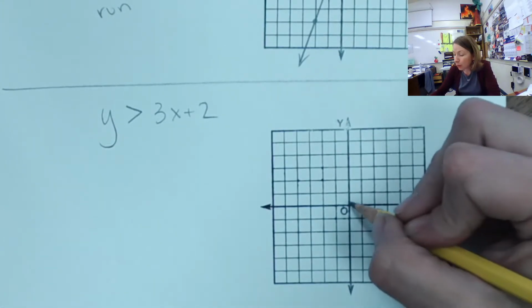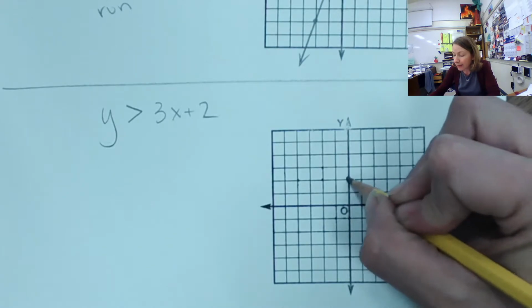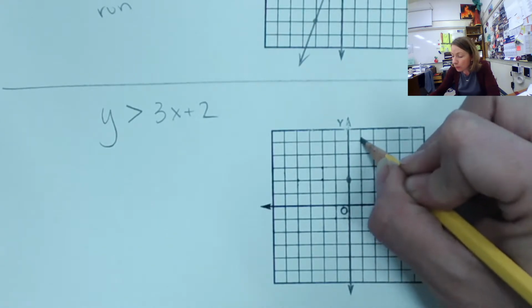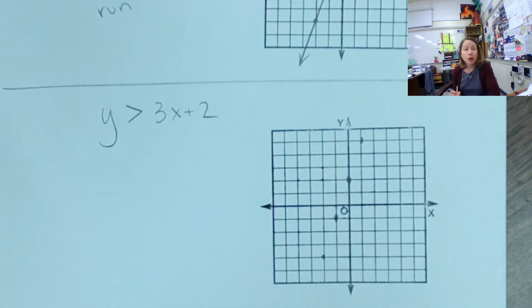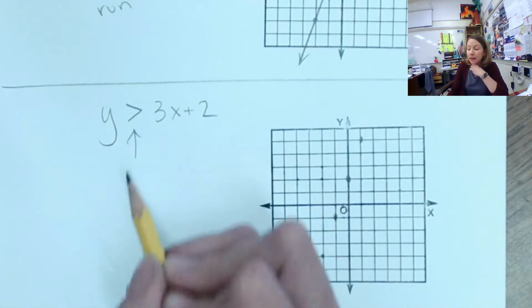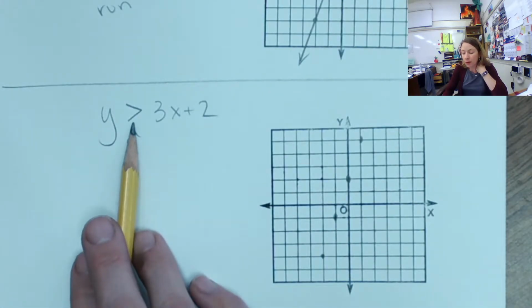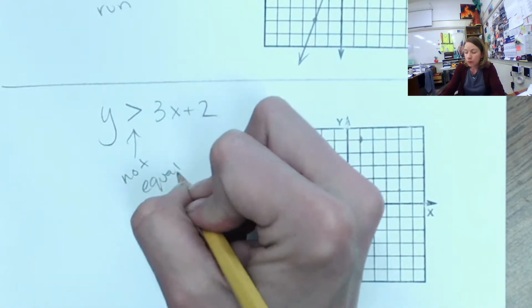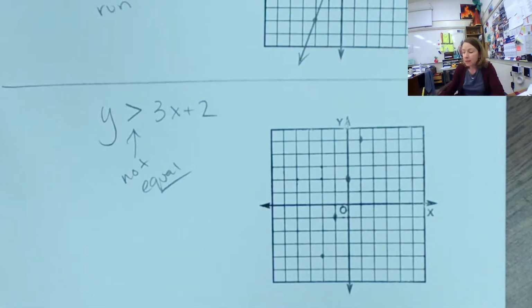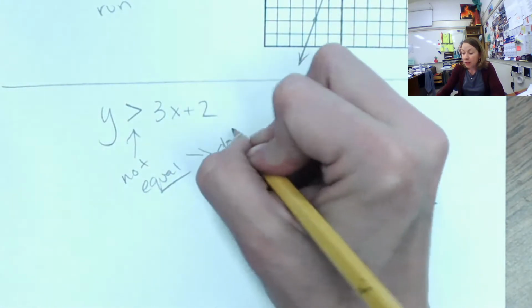So that means I'm going to go up 2. And then I'm still going to follow my slope, right? The only difference here is I have to look and decide, does this mean that it's greater than or equal to? It's not equal to, right? It doesn't have that extra piece, so that means that I'm going to have a dotted line.